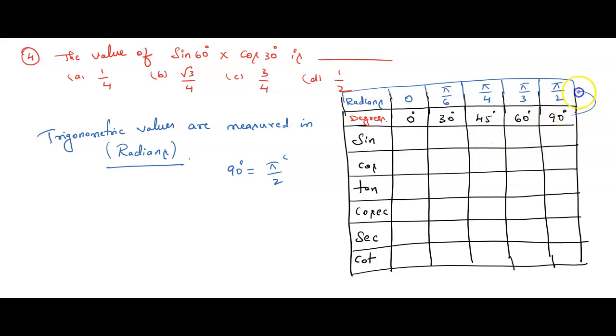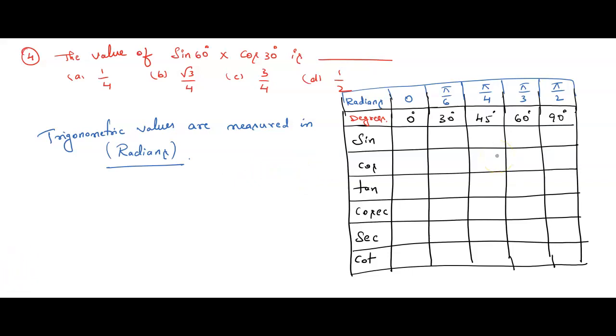Sir, how to convert this radians into degrees or degrees into radians? You can just go to my playlist. There you can see trigonometric ratios. In that I have explained this in detail, how to convert radians into degrees and degrees into radians. You can cross check it after watching this complete video.